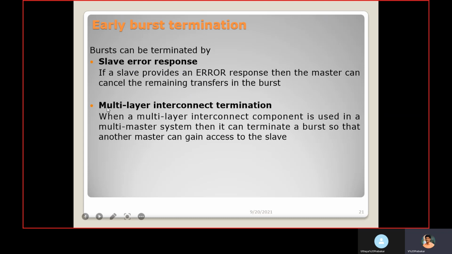The other possibility is multi-layer interconnect termination. That means multiple masters are there. When the multi-layer interconnect component is used in a multi-master system, it can terminate a burst so that another master can access the slave. If we have multiple masters and slaves, then if one master terminates, another master is able to access the slave. So at that time it will terminate the burst operation.